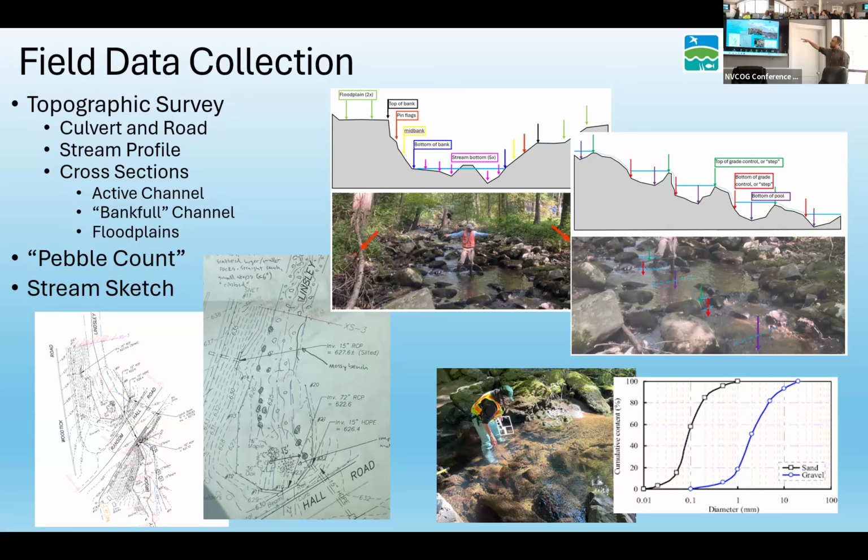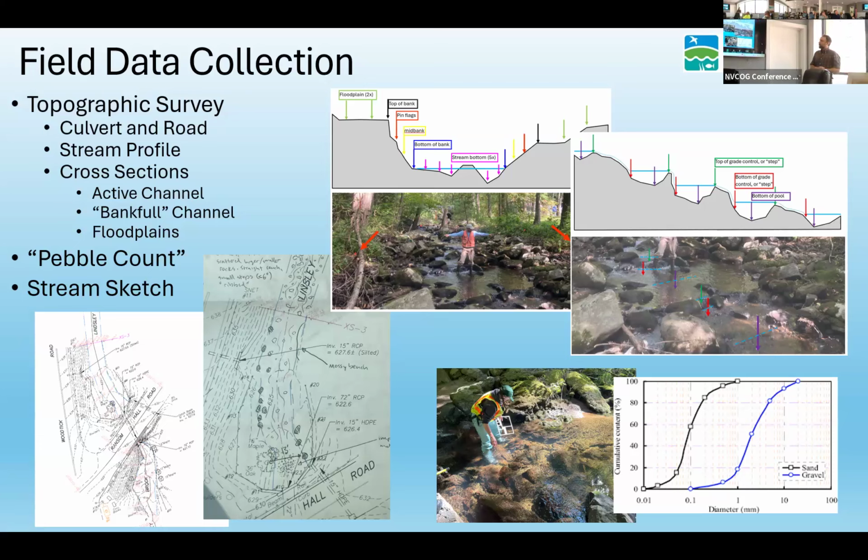So there's the stream profile as well as those cross sections at key locations. We flagged those out for the survey teams to capture. Looking at the active channel, but also the bankful channel, the floodplain. He described the pebble count, which we did out there. This is the gravelometer, a high-tech tool that you use to measure the different pieces of substrate in the channel.